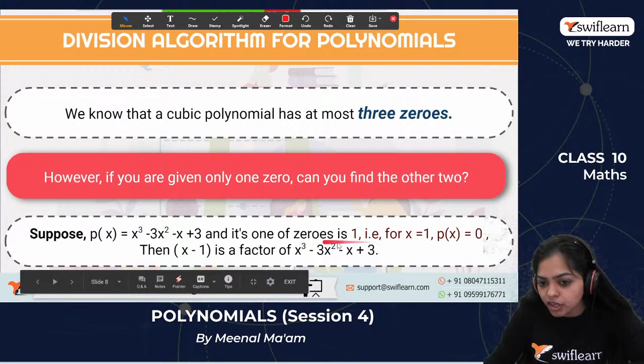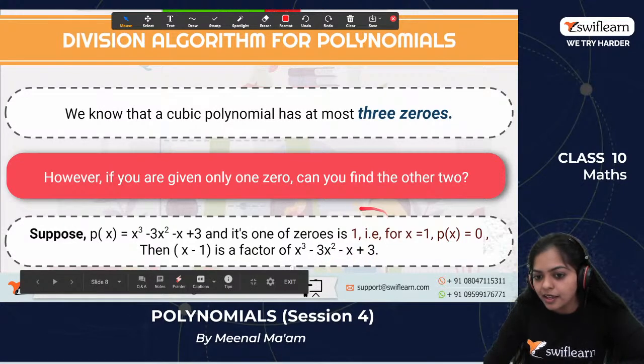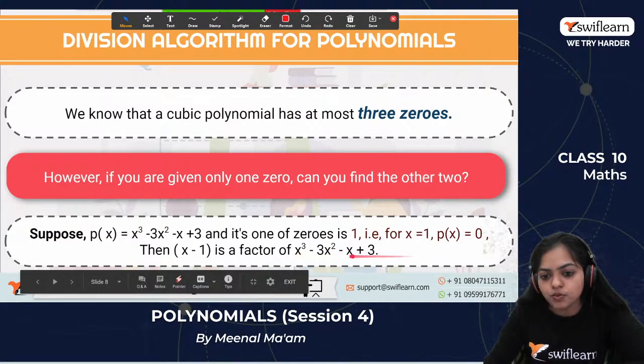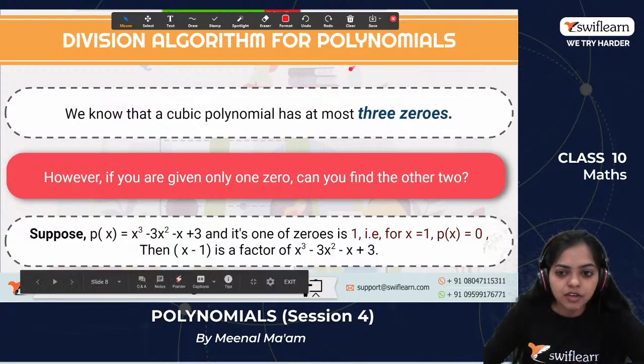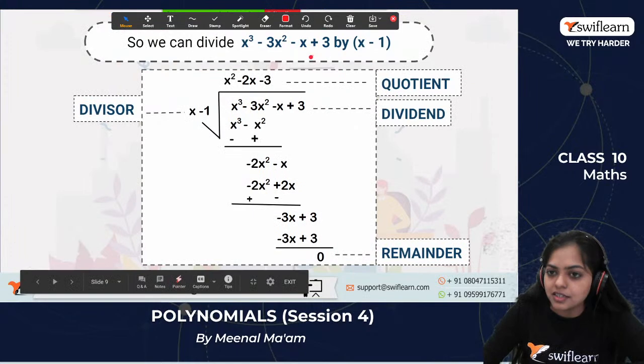We know that if one of the zeros is 1, then the polynomial by putting that value will be equal to 0. So this shows if 1 is a zero, then x minus 1 is a factor of x cube minus 3x square minus x plus 3. That is a factor of the given polynomial. Now let's have a look over the division that we have discussed in the last class.